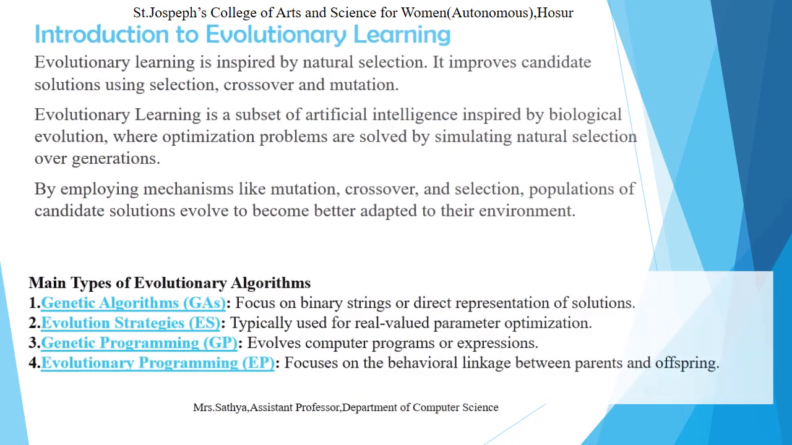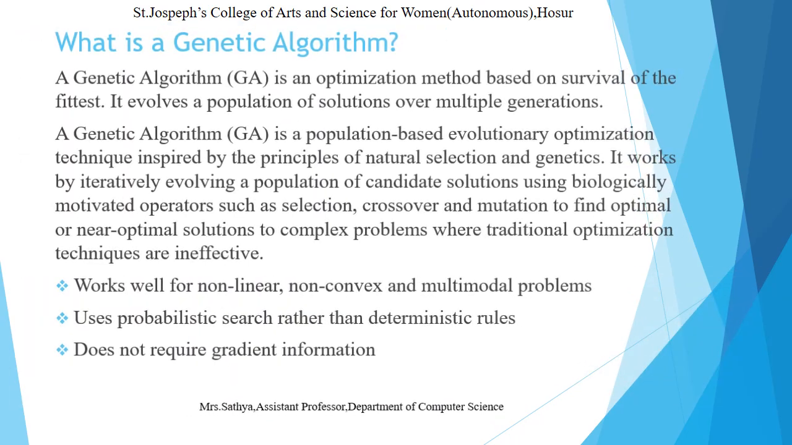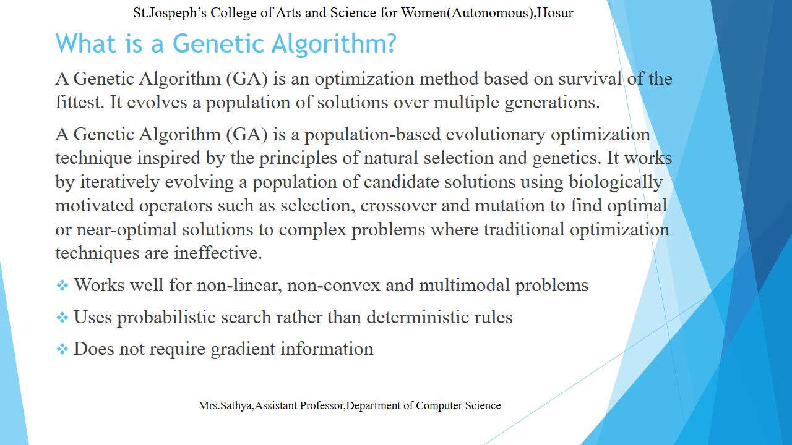Okay, so the next one is, what is a genetic algorithm? A genetic algorithm or GA is a population based optimization technique. Instead of working with a single solution, it works with a population of solutions. Each solution is called a chromosome. Each chromosome contains genes that represent variables of the problem.